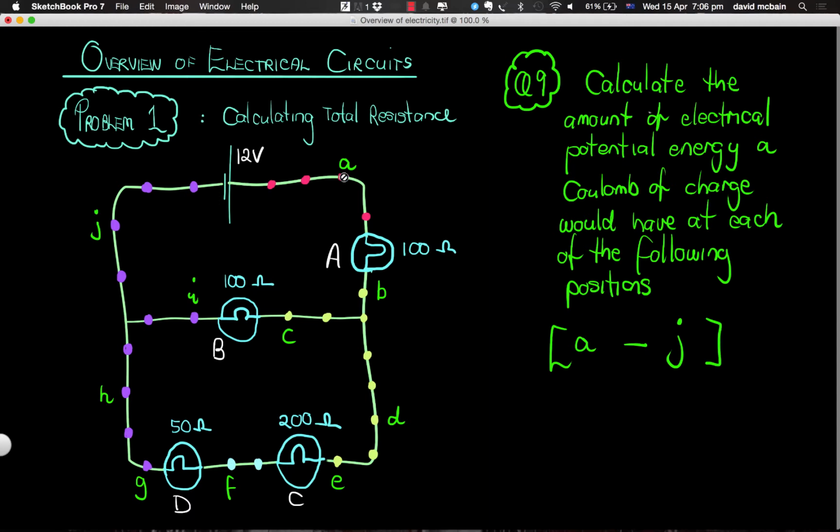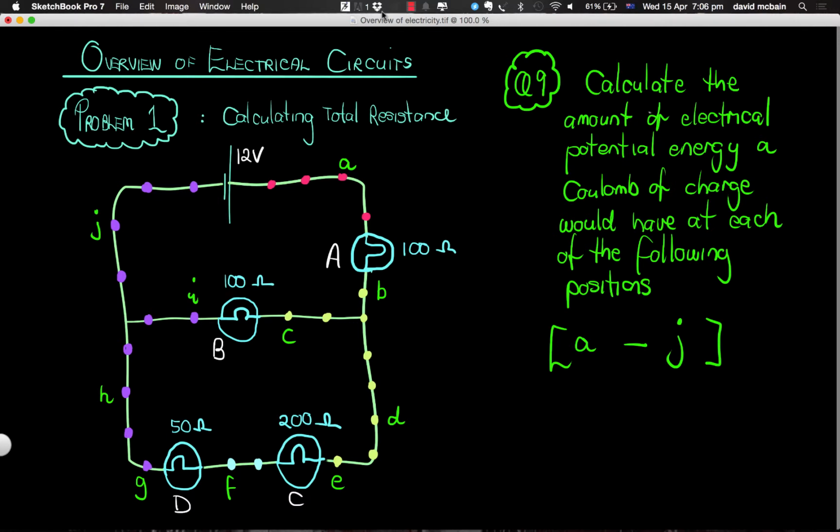So position A, how much electrical potential energy does each coulomb have? How much does each coulomb have when it's at position B? C, D, E, and so on. And I'll give you a heads up, at position A, because the current has just come out of the battery, then each coulomb will have 12 joules of energy. And at this dot here, because it's about to return to the battery, its electrical potential will be, in fact, 0.